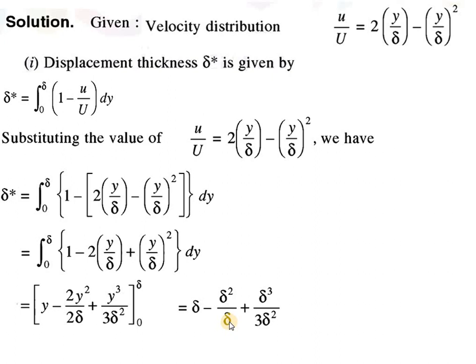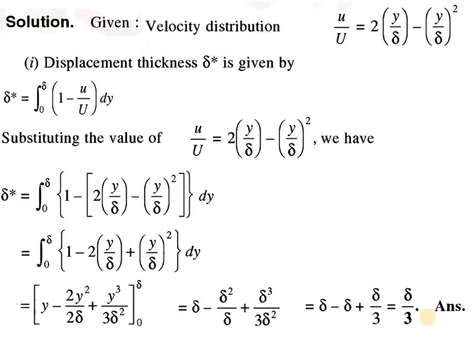So delta square upon delta is a single delta. So delta minus delta will be 0 and your final answer will be, one more thing, this delta square will be eliminated from numerator as well as denominator. That's why your final answer will be delta by 3. This is your displacement thickness. So we have our first answer.